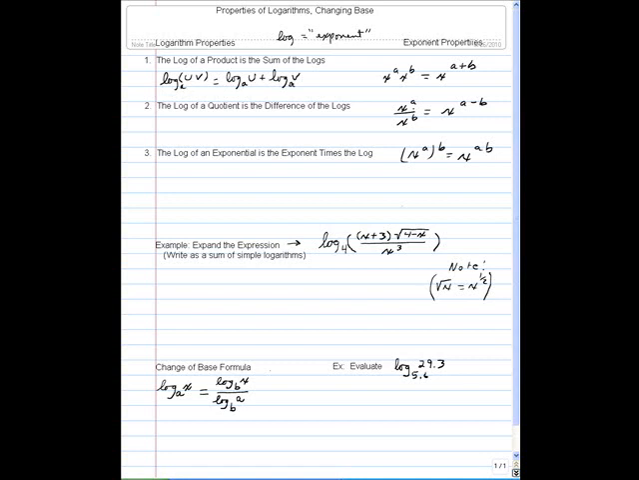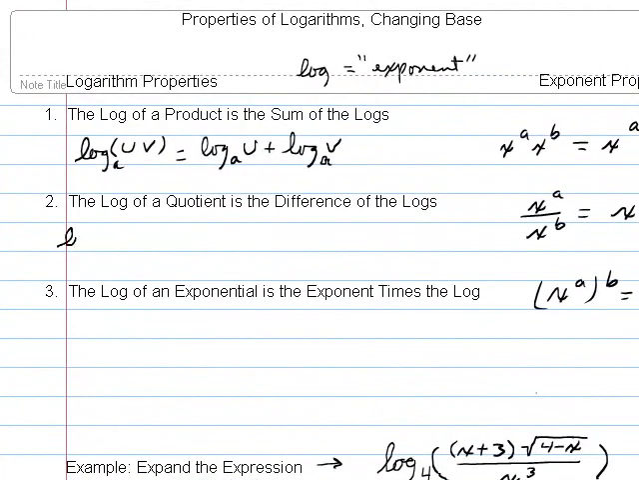If you look at the second exponent property, it's talking about the log of a quotient. We have here the quotient of x to the a over x to the b, and the exponent of that quotient is the difference of the exponents. So I'll say the log of a quotient is the difference of the logs. So here's the log of a quotient, log base a of the quotient u over v, and that's supposed to be the difference of the logs, so I'd say the log base a of the upper number minus the log base a of the lower number of the quotient.